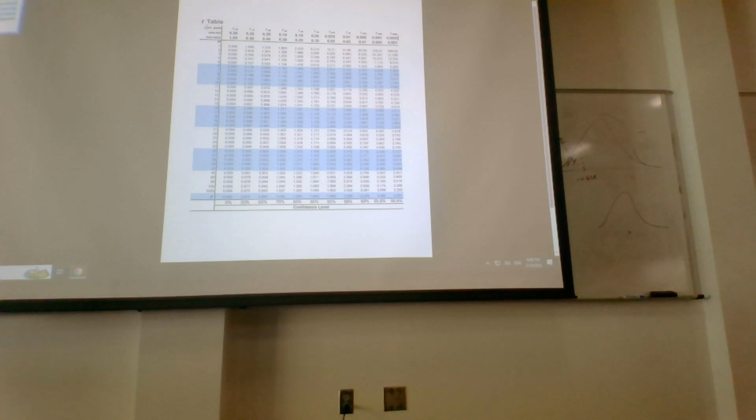On your t table, the one-sided is what's shaded to the right of this t, right? Yeah.